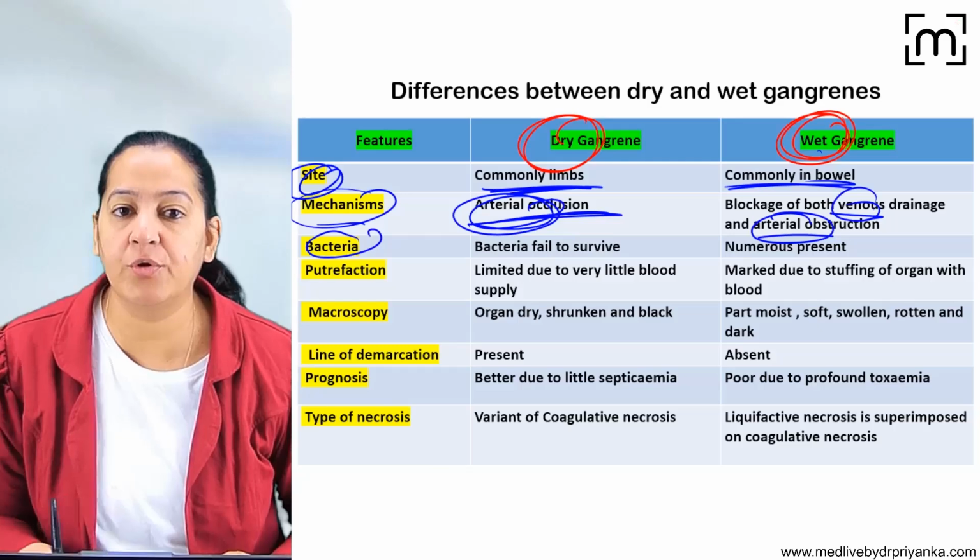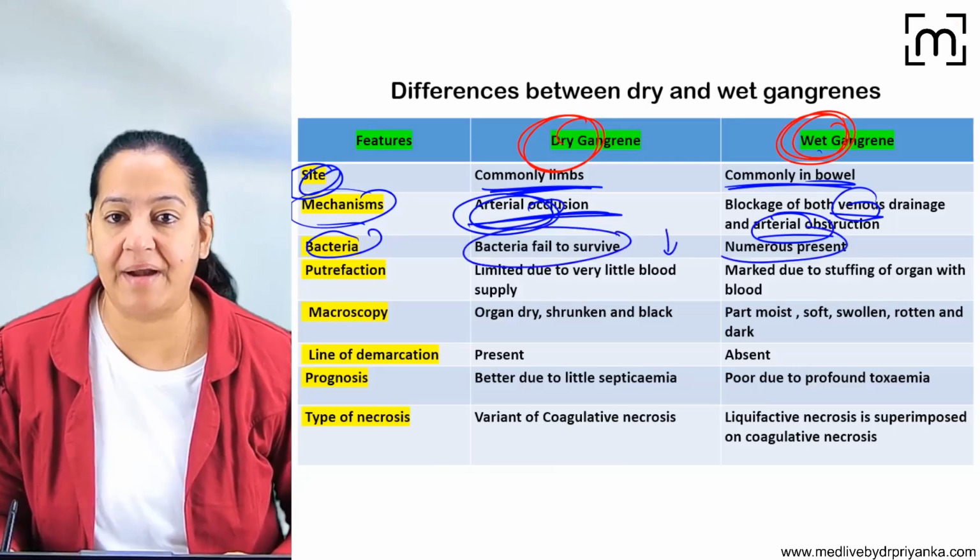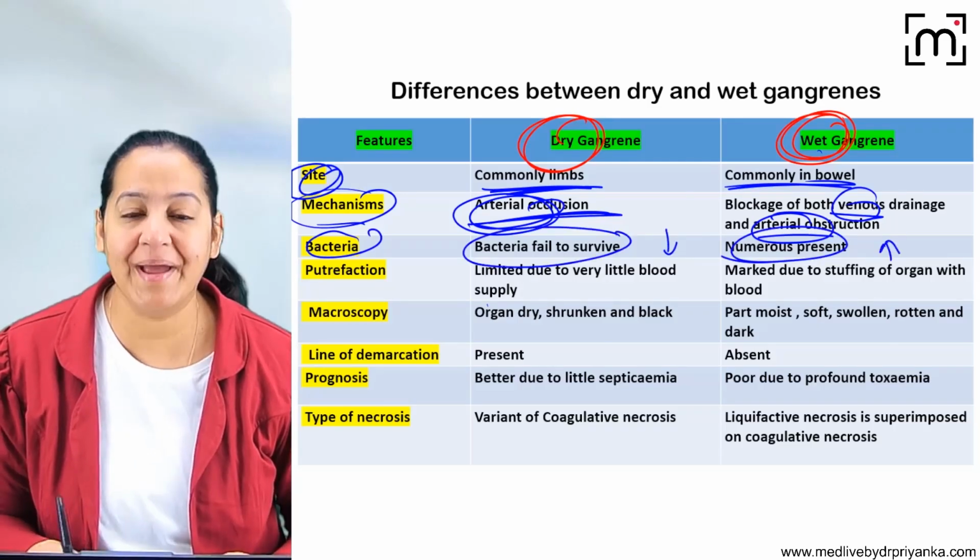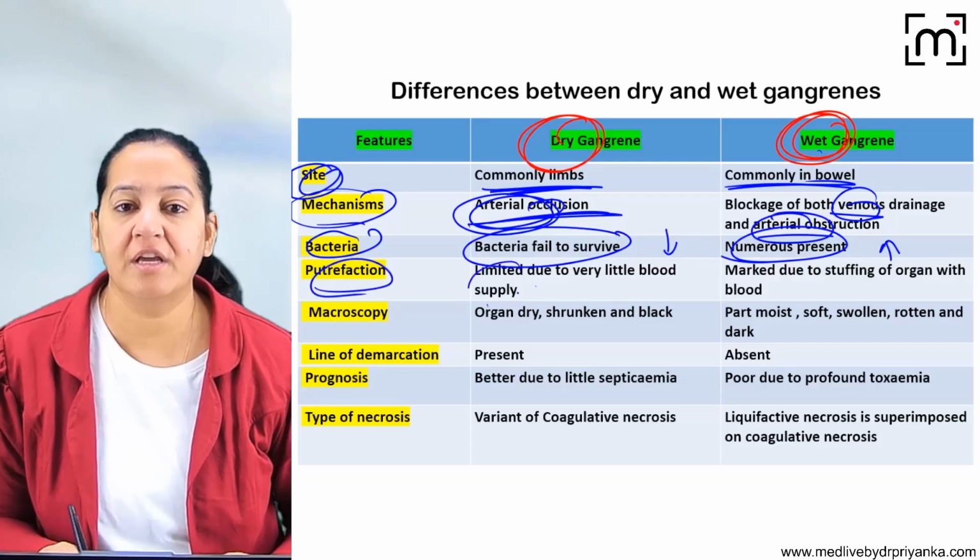Now bacteria: I told you here bacteria are less and here bacteria are abundant. Since bacteria is less, tell me the putrefaction.